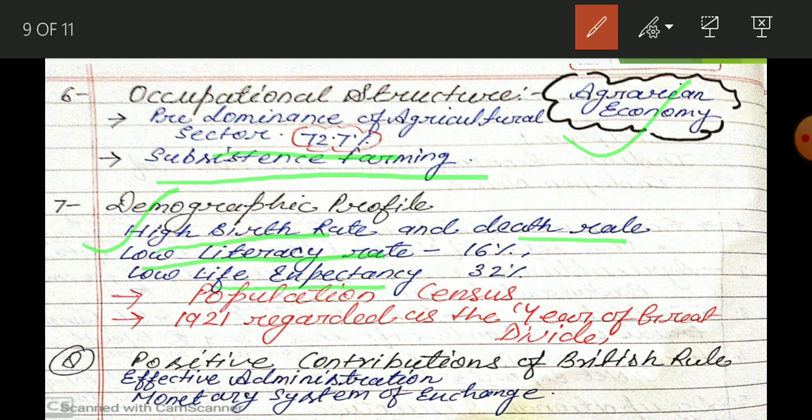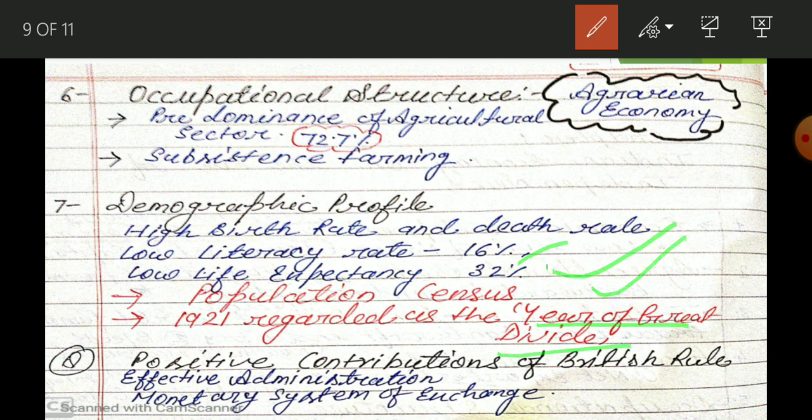Okay, now during the British time the population census was conducted for the first time in 1872, and a regular population census has been conducted from 1881. We will learn in detail. Now 1921 is regarded as the year of great divide. It is a very important question for your board examination. Actually this topic is very important, it has a lot of 1 mark questions. So the year of great divide, I will explain.